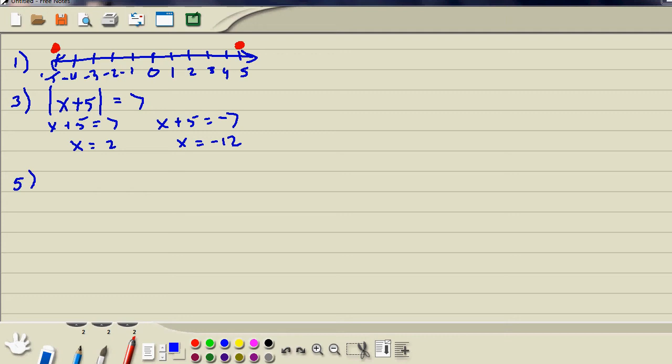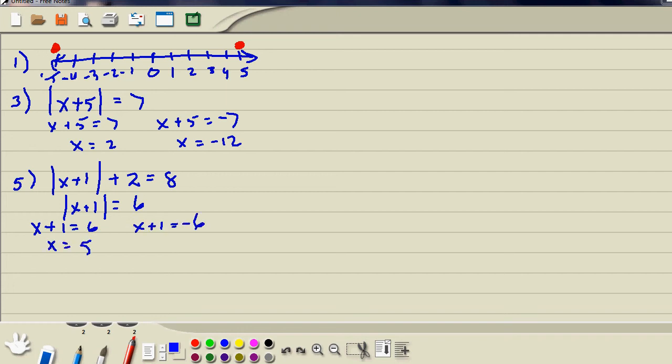Number 5, I have the absolute value of x plus 1, plus 2 equals 8. And so for the absolute value of x plus 1, subtract 2 from both sides, and it's 6. Two equations: x plus 1 equals 6, and x plus 1 equals a negative 6. That means x equals 5, and x equals a negative 7. And again, you were supposed to graph that, and you would come up with that solution. All right, number 7.